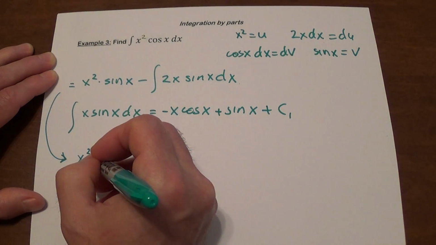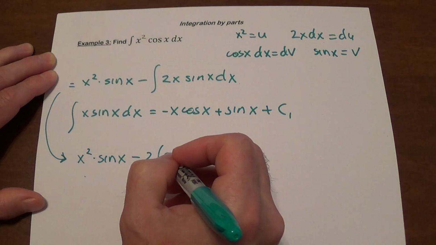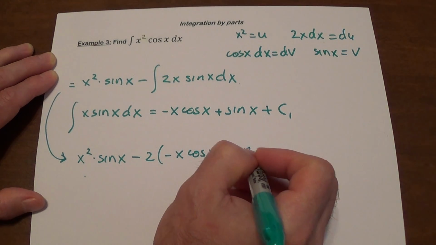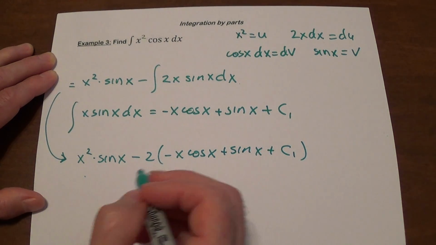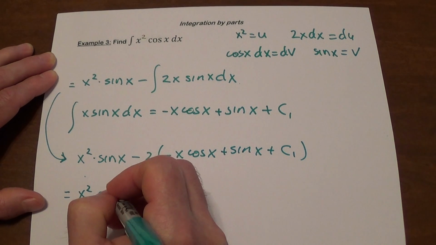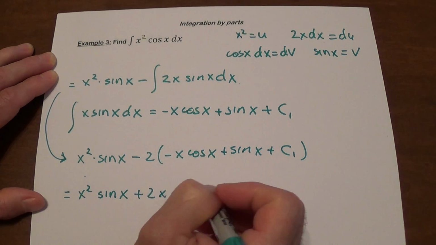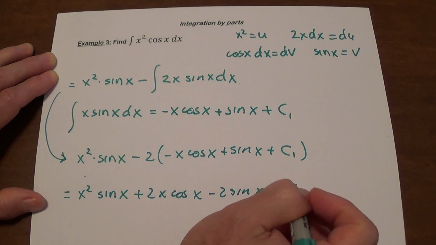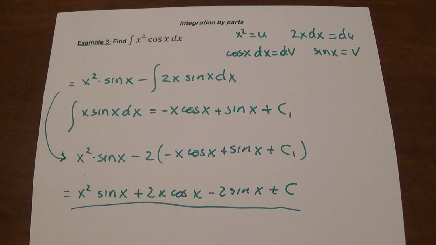So it's x squared times sine x minus 2 times negative x cosine x plus sine x plus c1, and then finally if I distribute everything, my answer is going to be x squared sine x plus 2x cosine x minus 2 sine x plus, and I'm just going to call it some general c. Okay, and that will be the answer.